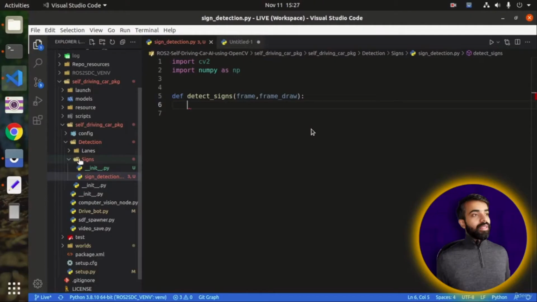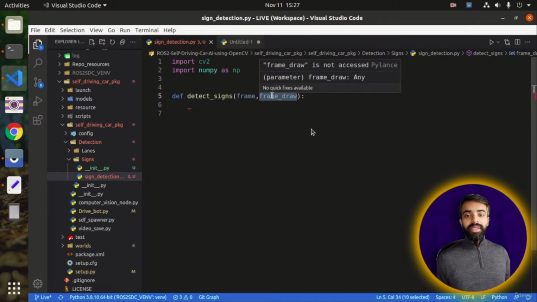We have created a new folder that is signs, and inside it, a new script that is sign_detection.py. This particular script will implement the sign detection module. Inside, we have declared the function detect_signs, which takes in two arguments, frame and frame_draw. The first argument, frame, is the original frame in which we want to detect the signs that are present on the road. The second argument will be used to display those detected signs to the user.